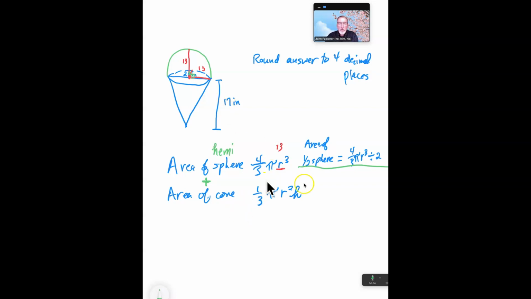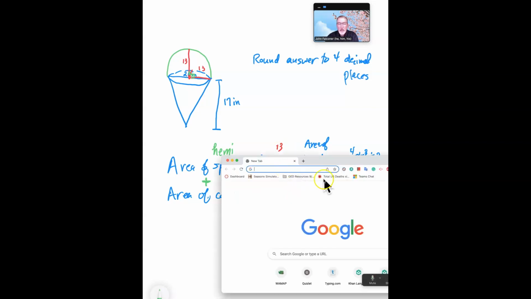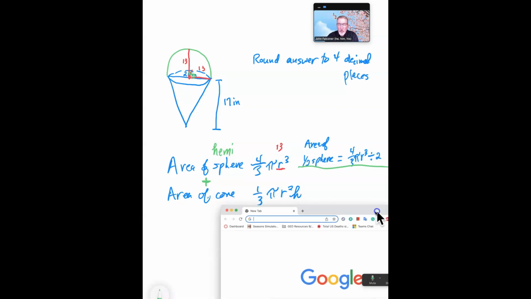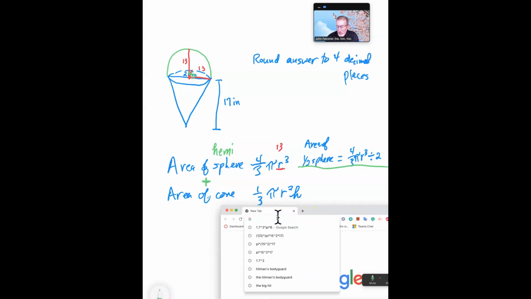Okay, so let's go ahead and we've got this 4/3 pi r cubed. So let's do that. And if you're working toward the GED, please use your GED calculator. And if you're not, you probably have a better calculator than the one I'm using. I'm just going to use the browser.